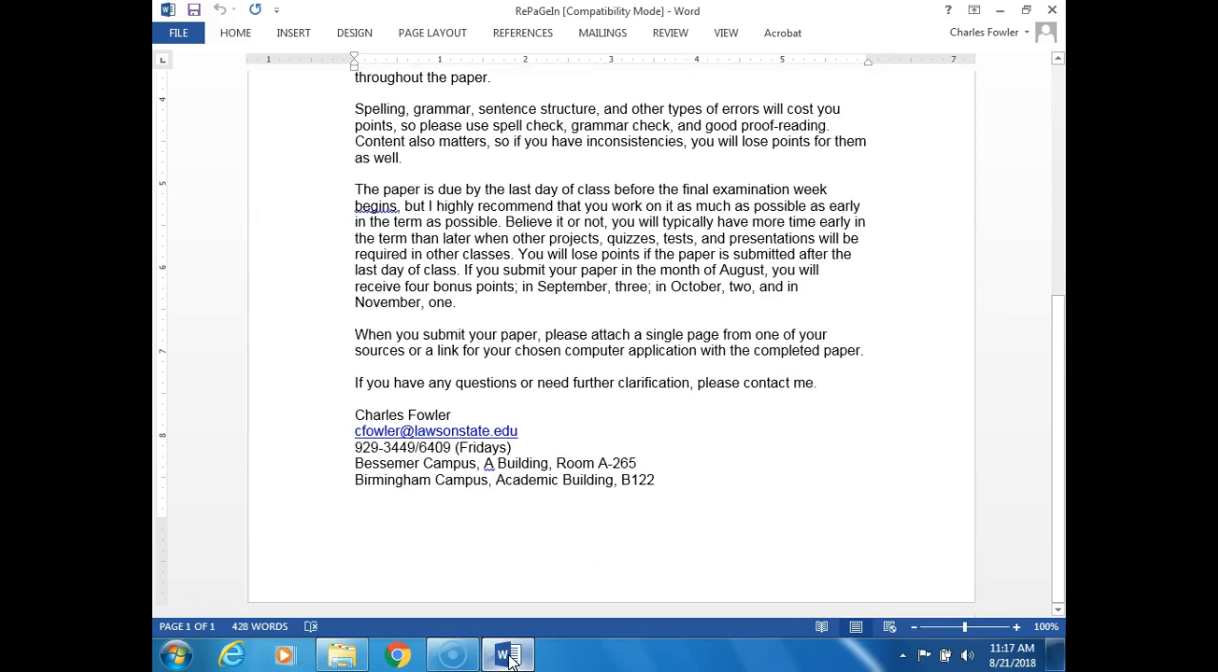I do require a page from a source. We talked earlier about one or more sources. Your book is not a source, but I do require a page from a source when you turn in your paper. If it's a book or journal from the library, take it over to the copier and copy me a page. If it's something you pull off the internet, one page. I don't need the whole journal article, I don't need the whole newspaper article or anything else. I just need a single page from one of the sources. I did want to say that because a lot of people forget to do that.